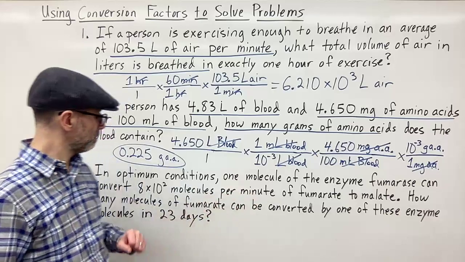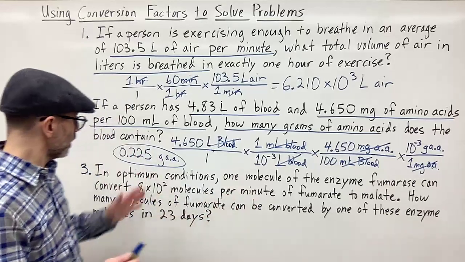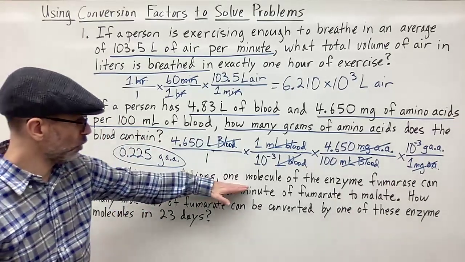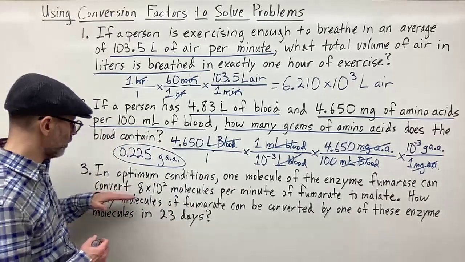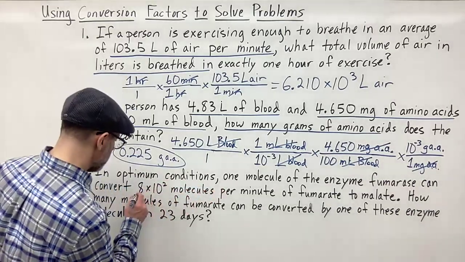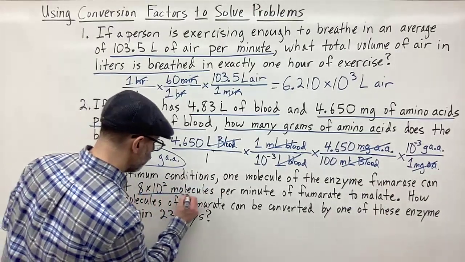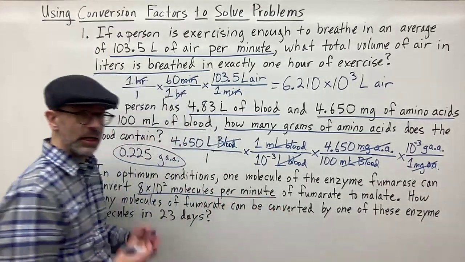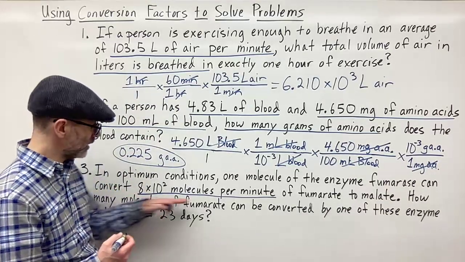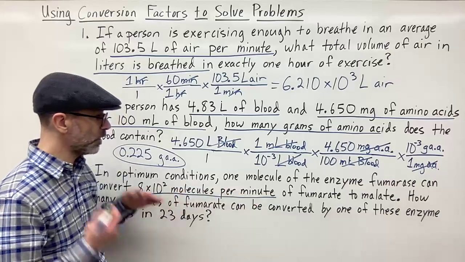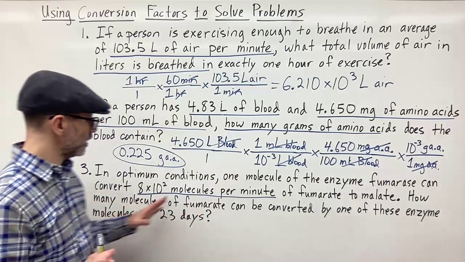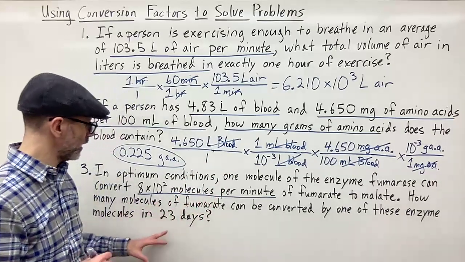So in 1 minute. Okay, so what is the information we're given here? We're given 1 molecule of enzyme fumarase can convert 8 times 10 to the 2 molecules per minute. So this many molecules of fumarate can be converted into malate in 1 minute. That is a relationship, a conversion factor that we could possibly use. And that's it for the conversion factors or relationships. I don't see any others.